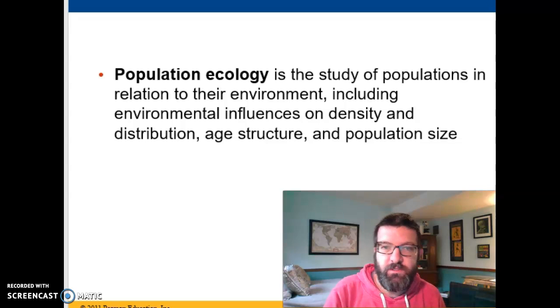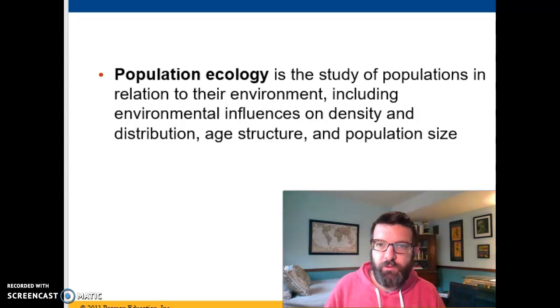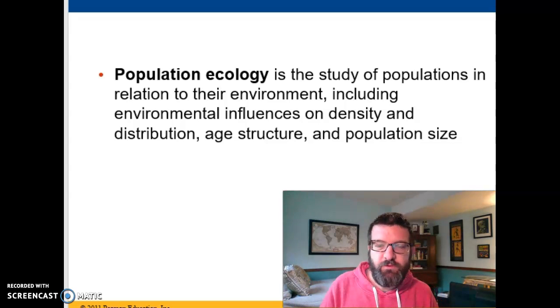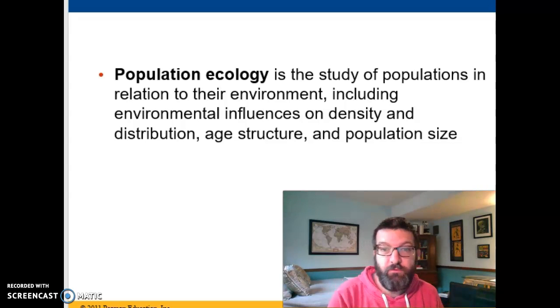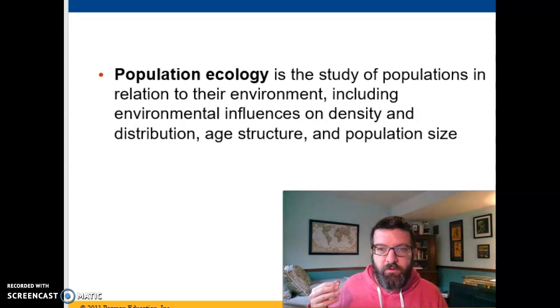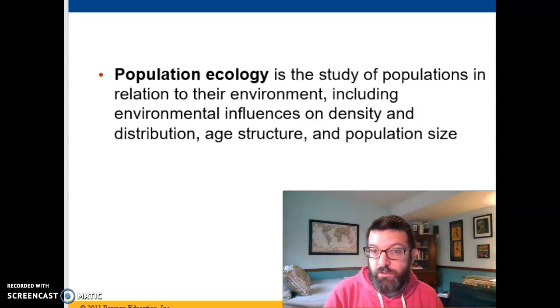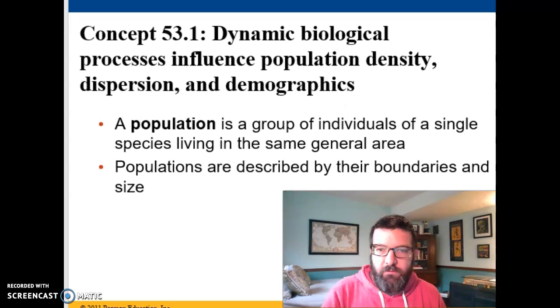As we've discussed previously, there are lots of different levels at which you can look at ecological interactions. You can look at the organismal level, the population level, community level, ecosystem level, etc. But in this chapter, we're going to focus on the population level. So we're going to look at how populations interact with their environment and how their environment can influence the size of a population, the density, the distribution of individuals, the age structure. Do you have more young or more old individuals? And all sorts of other things.